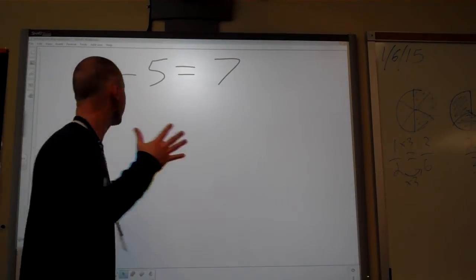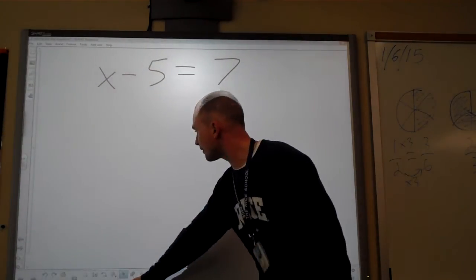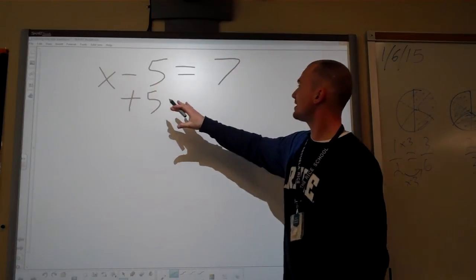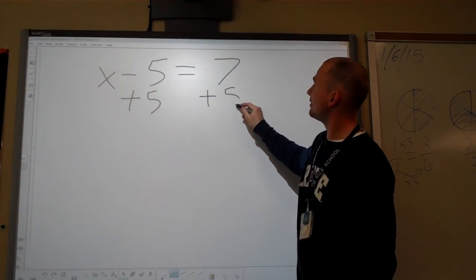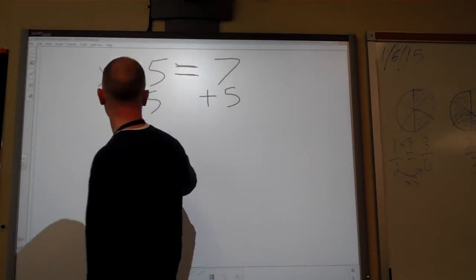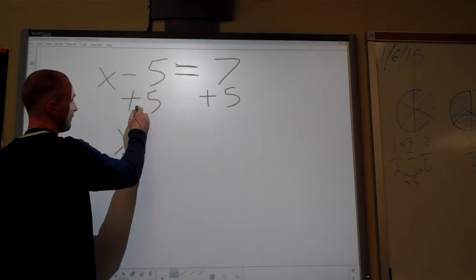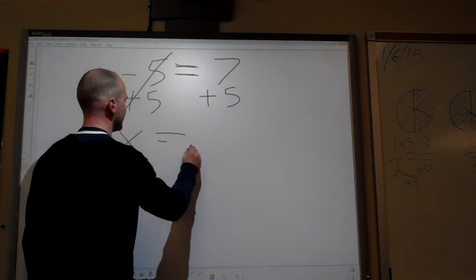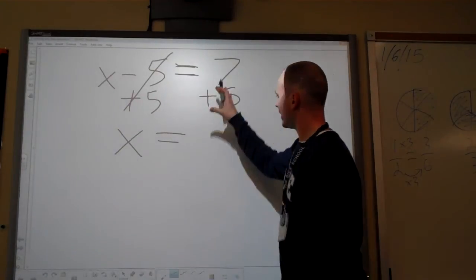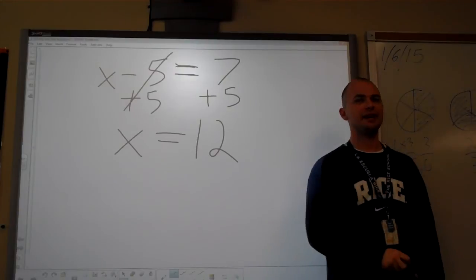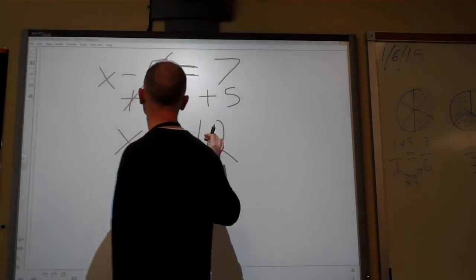All right, x minus 5 equals 7. So, to get rid of a minus 5, we're going to add 5. But if we add 5 to this side, we've also got to add 5 to this side to keep it equal. So here we have x alone. Minus 5 plus 5, they cancel out. So that's why we did that. We added 5 here. We added 5 here. 7 plus 5 is 12. So we have x equals 12.